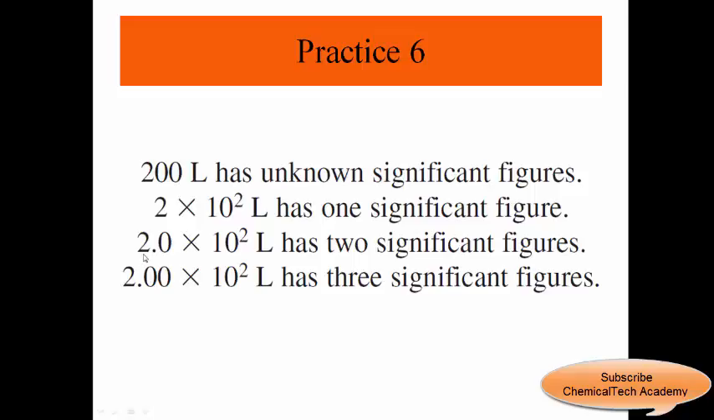And here we have 2.0 × 10^2 liter as two significant figures. As you see here, we have a decimal point, so we need to count this zero. So we have two significant digits. And the last example, we have 2.00 × 10^2 liter has three significant digits. So again, in this case, because we have a decimal point, we need to count all of them.